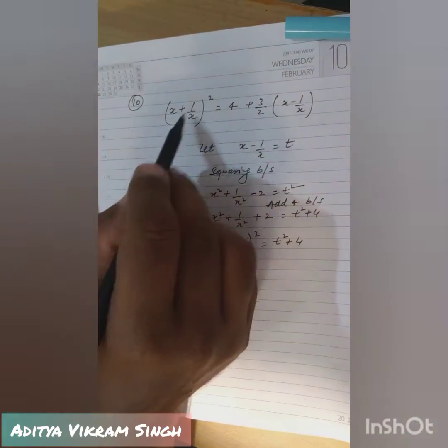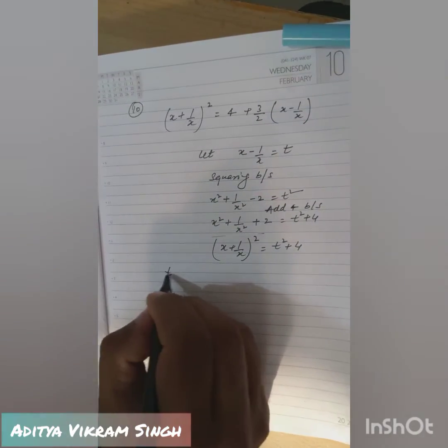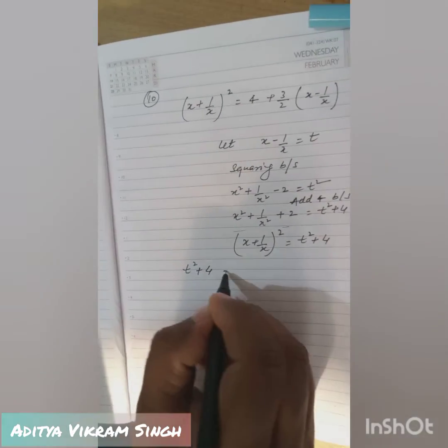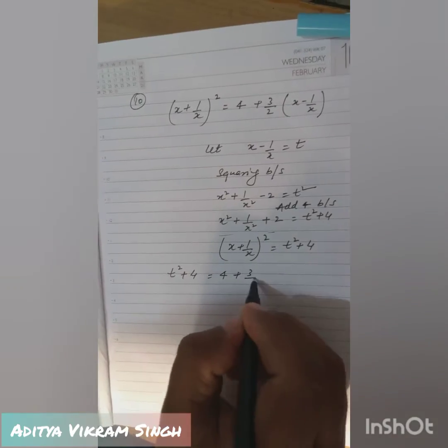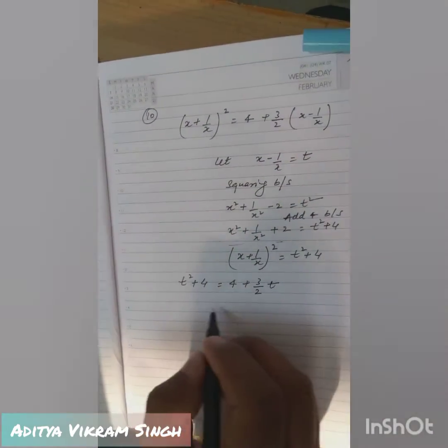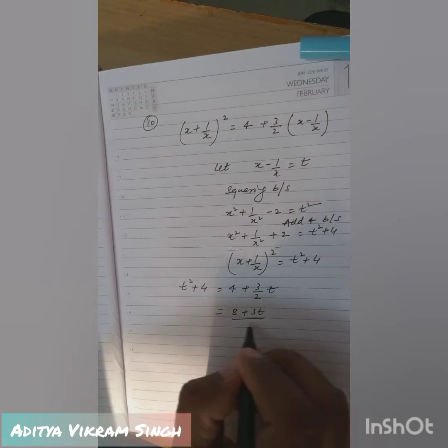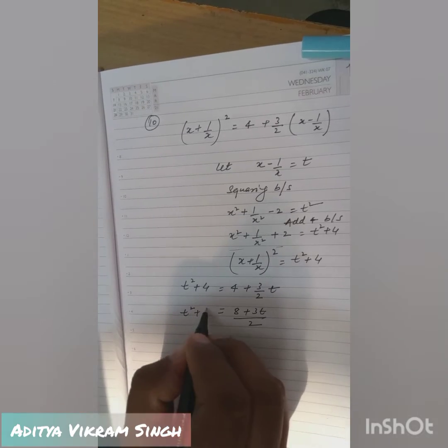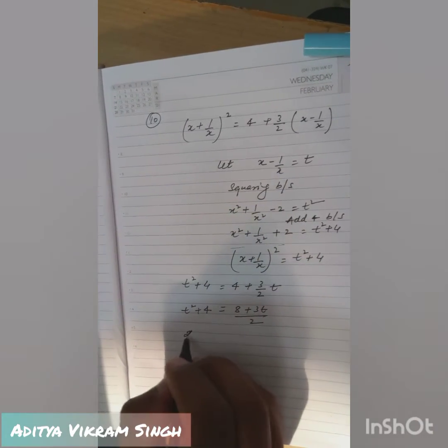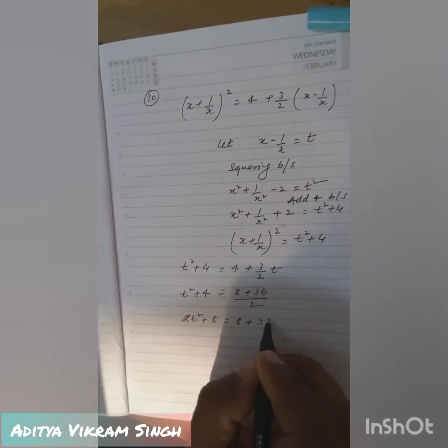So in the place of (x plus 1 by x) whole square, we have to put this value, which is t square plus 4. 4 plus 3 by 2, and in the place of this we put t. After taking LCM, this is (8 plus 3t) divided by 2, which is t square plus 4. If we just cross multiply, this becomes 2t square plus 8 equal to 8 plus 3t.